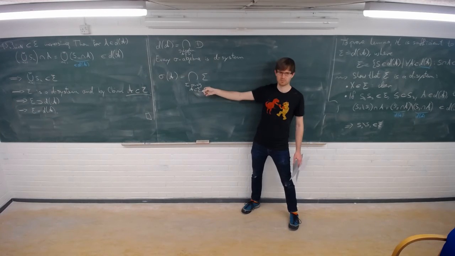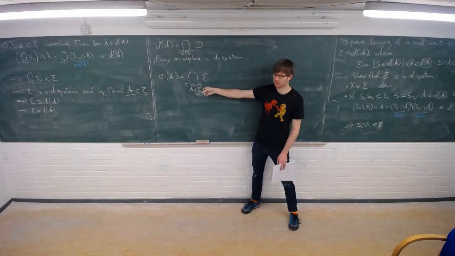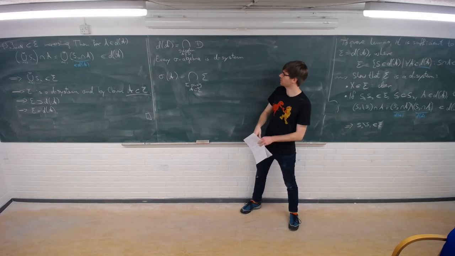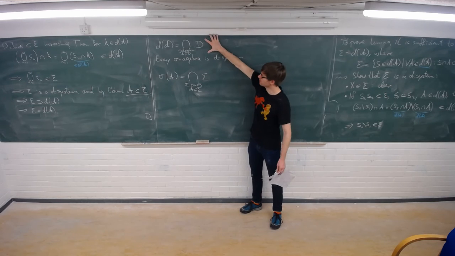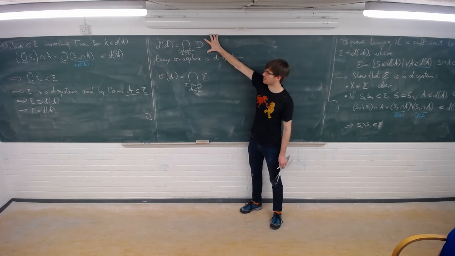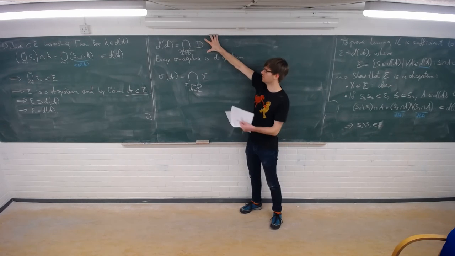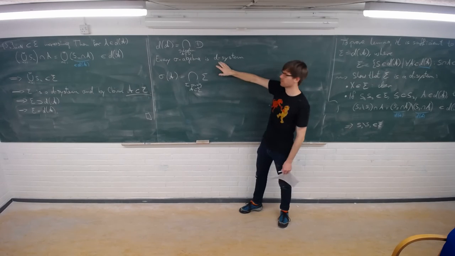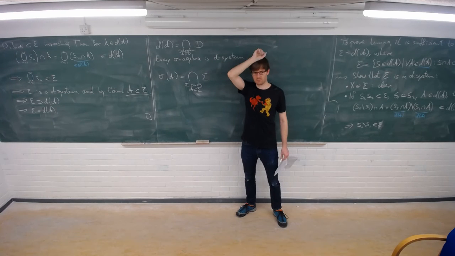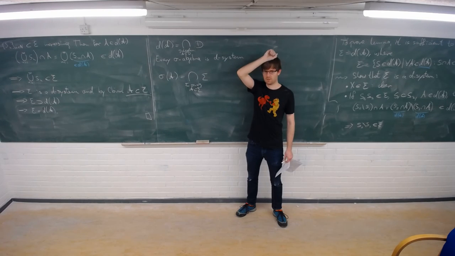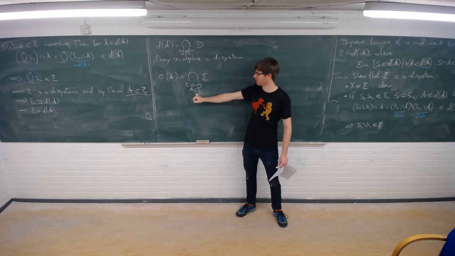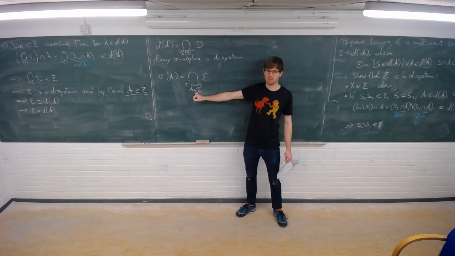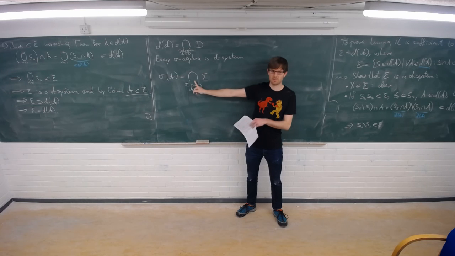Sigma of A is defined to be this intersection. In this first intersection, I'm just taking the intersection over more sets, because every sigma algebra is a D system, but not every D system is a sigma algebra. So this set can only be smaller than this set. Does that make sense?